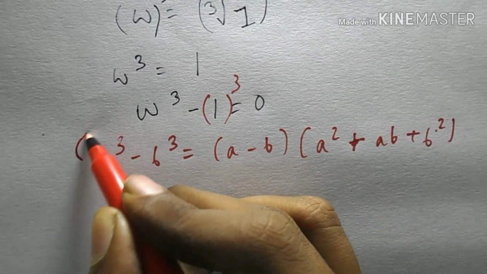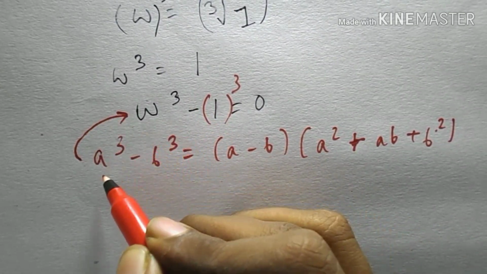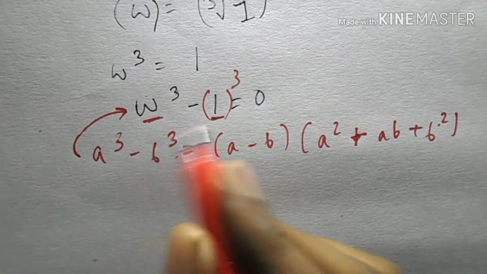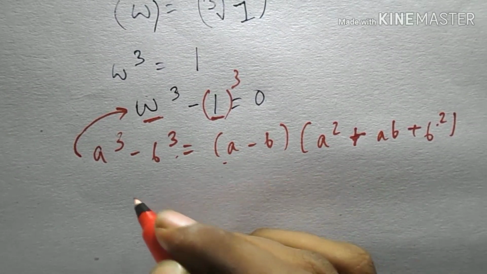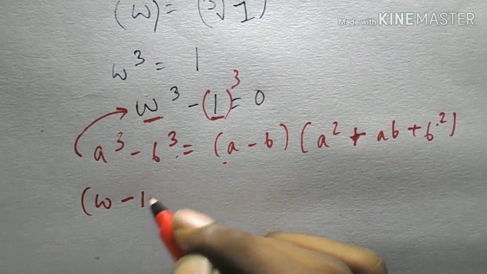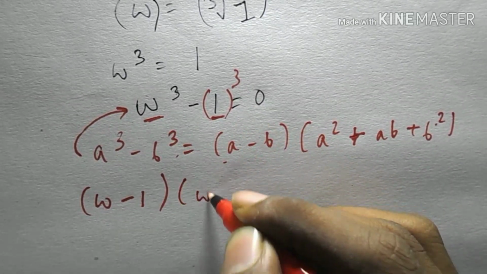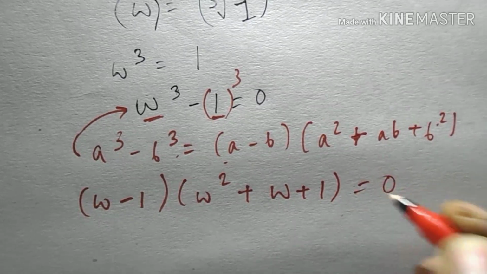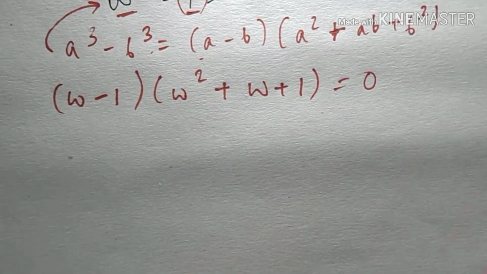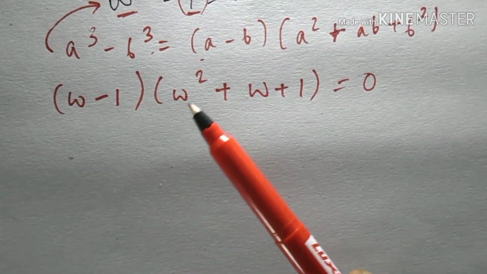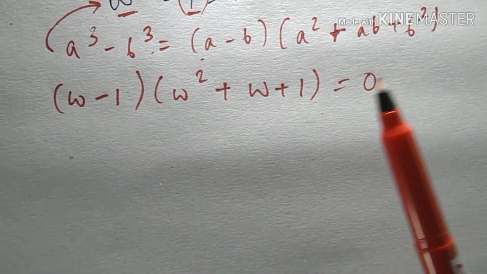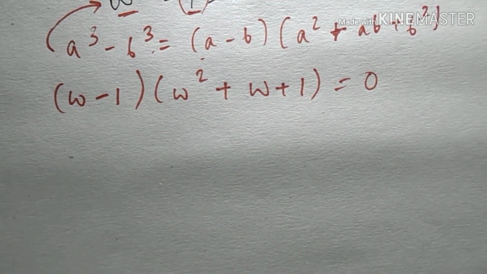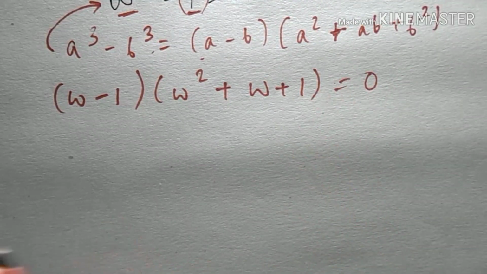We are going to apply this here. We take omega as a and 1 as b. So applying the formula, omega cube minus 1 gives omega minus 1 times omega square plus omega plus 1 equals 0. This is the form we have usually seen in quadratic equations, but this is not a quadratic equation, well, but we can write it.